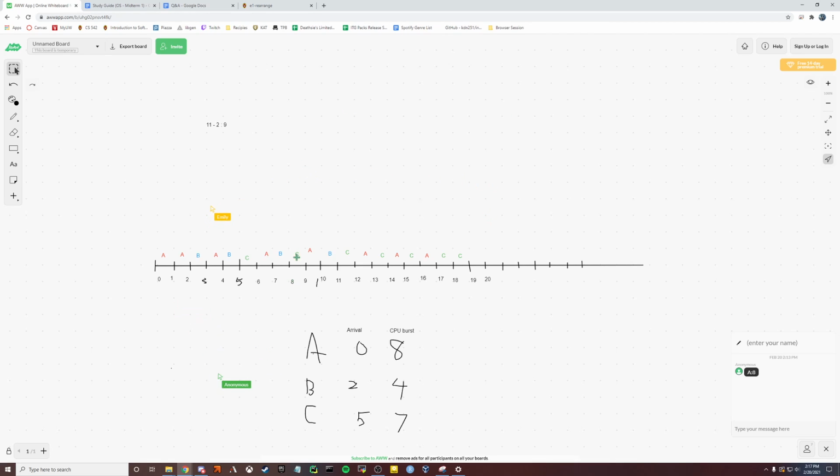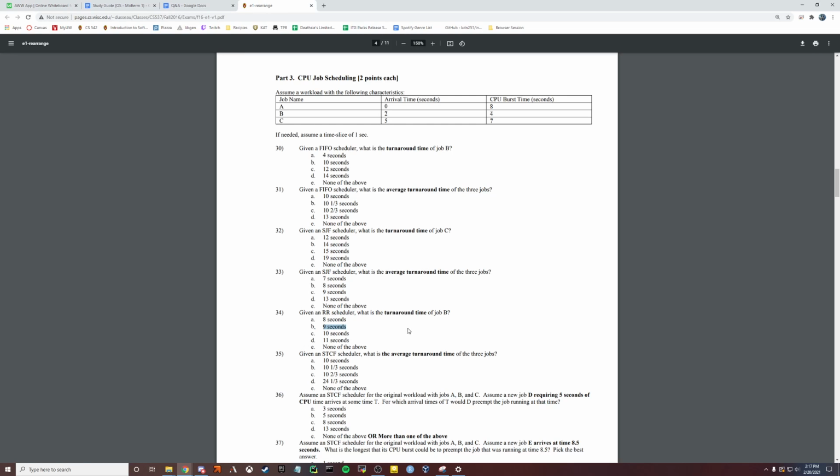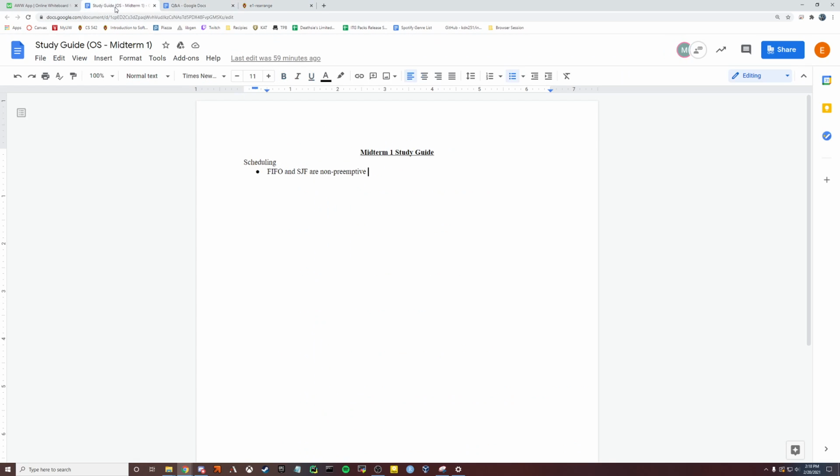So we think that it's 9 seconds for 34. What was the question? Given a round robin scheduler, what is the turnaround time of job B, which would be the time it ends, which we're saying is 11 seconds, minus the time it started, which was at 2 seconds.